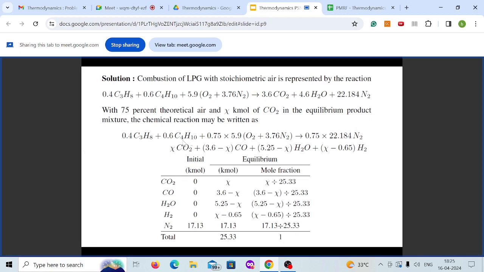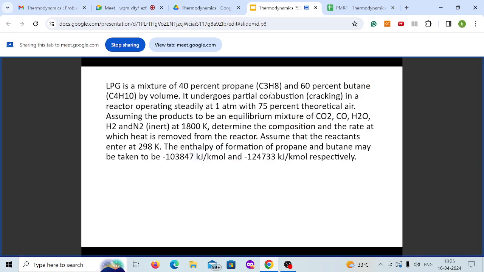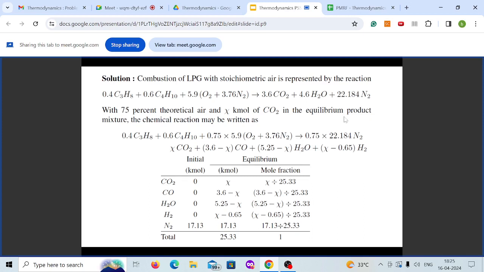So if we see the product, they are saying that the equilibrium mixture is of carbon dioxide, carbon monoxide, water, H2 and N2. So those are the products which will be there. So there is no fuel present in the product. So 0.75 into 22.184 nitrogen plus x kilomoles of carbon dioxide, which we assume, plus 3.6 minus x moles CO plus 5.25 minus x moles of water plus x minus 0.65 moles of hydrogen.